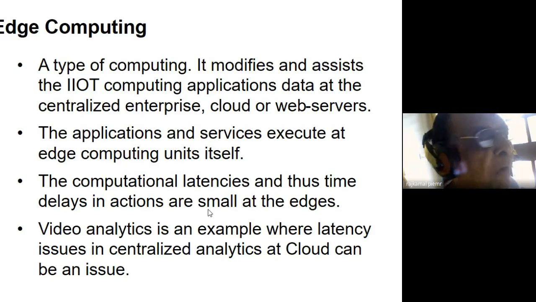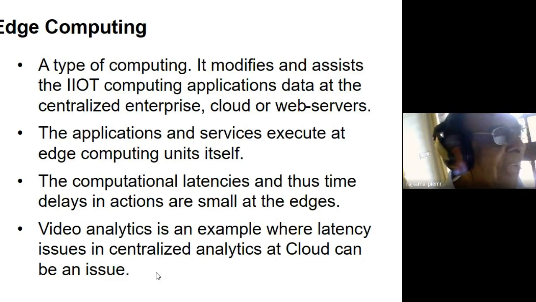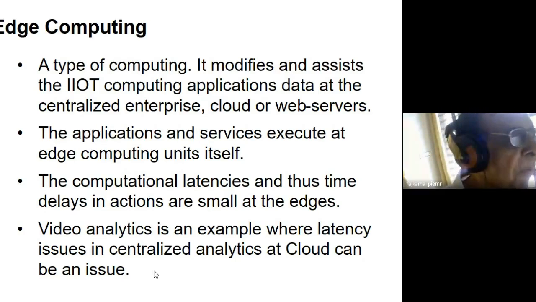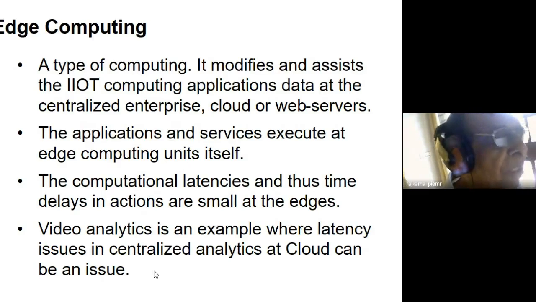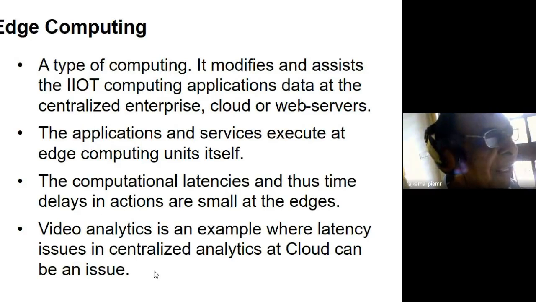Another example is video analytics. Suppose you are having a video camera and analytics is to be done there. In a centralized system, video analytics will take a long time. But if you are having edge computing doing the video analytics, then that will be faster. Suppose you are having a camera which gives you information that the machine part is not properly placed on the assembly line, then immediately the analytics will be done and action will be taken.